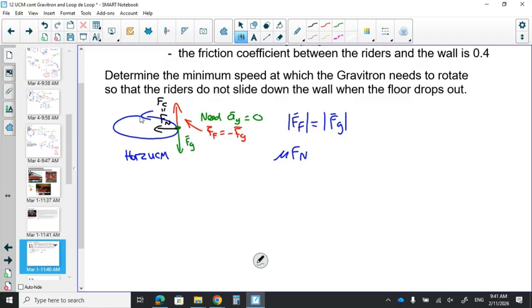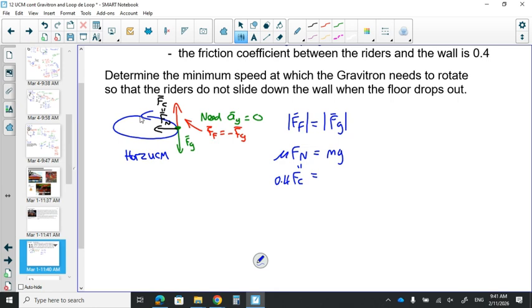And the directions are obvious in the diagram, so I could put vector signs and so on. I don't need to, though, here. So I've got mu Fn equals mg. And so I've got my point for Fc because Fn is Fc. It's the only force in that direction, so it has to be providing the centripetal force.